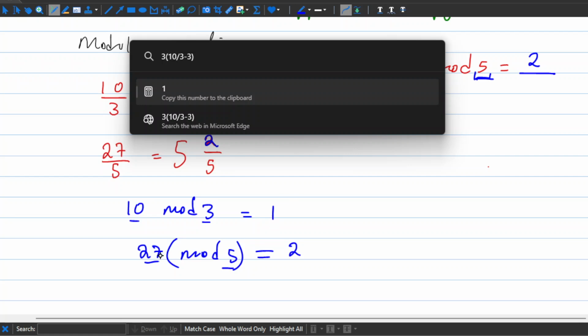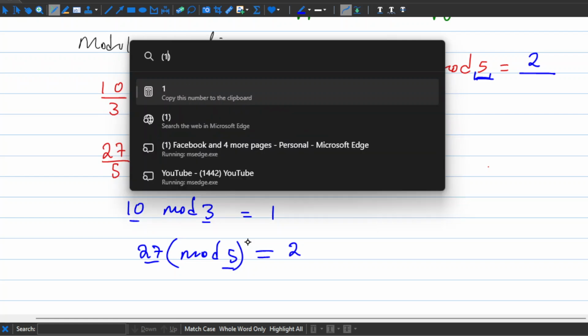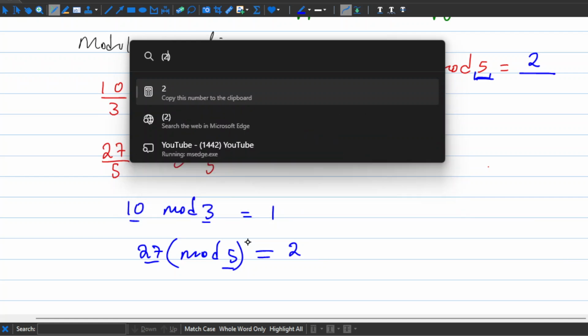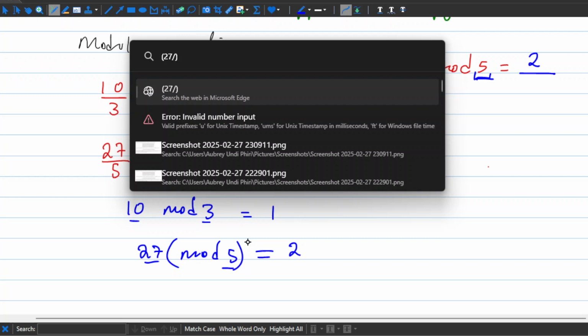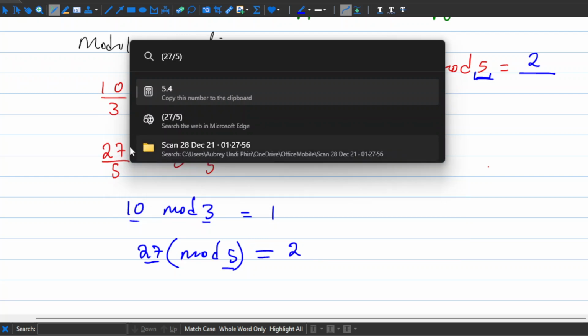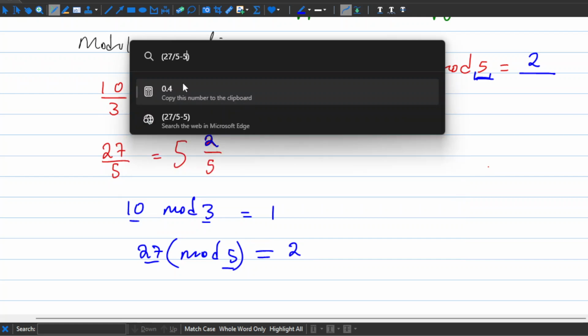The same applies for 27 mod 5. You do the same thing. You first start with 27 divided by 5. It gives you 5.4. So I take note of the 5.4, and I say minus 5. I just take the fractional part, so I get 0.4. Then everything times the mod, which is 5, gives me 2, which is the 2 that we have there.